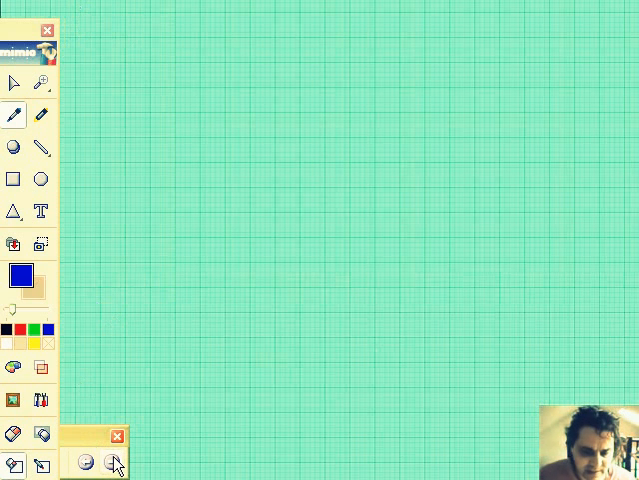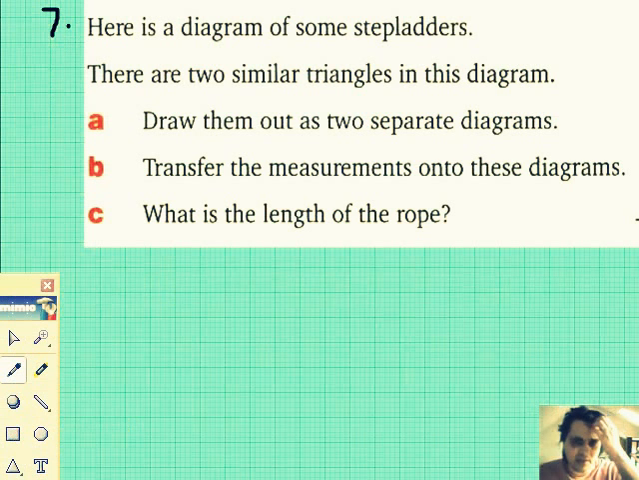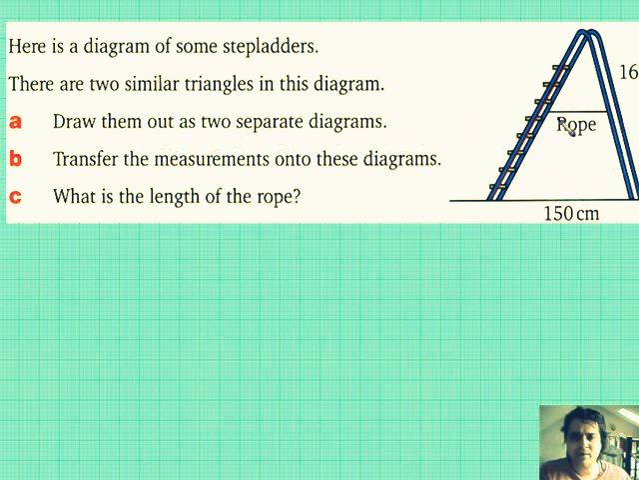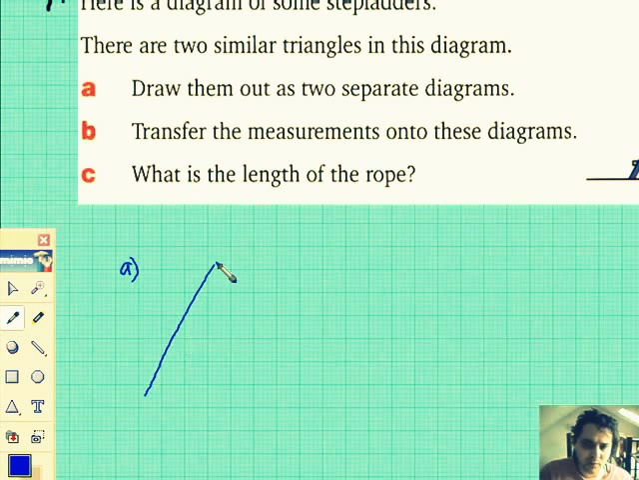What about question 7? I've chosen this one because it's a bit of an unusual animal. Here's a diagram of some step ladders. There's all the steps there, and it's held together by a rope. It says there are 2 similar triangles in this diagram. I can see that. Draw them out as 2 separate diagrams. This is designed to help us get the question right. So I've got a big triangle like that. That's these step ladders.